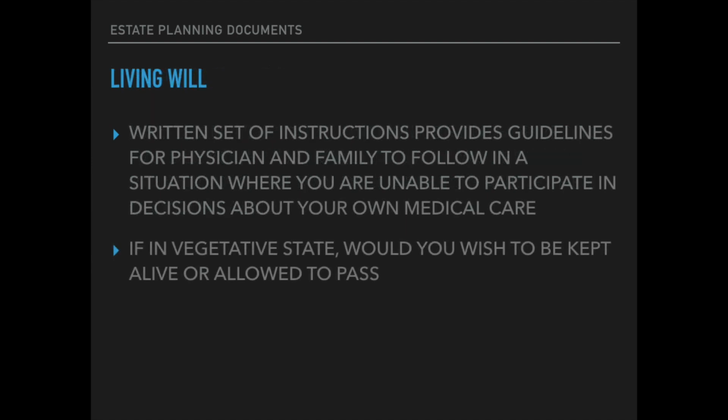Next is a living will. This written set of instructions provides guidelines for your physician and family members to follow in a situation where you are unable to participate in the decisions about your own medical care. If you are in a persistent vegetative state, do you want to be connected to machines that keep you alive, or would you prefer to be allowed to pass peacefully and painlessly? Without a living will, your family members won't know your preference.